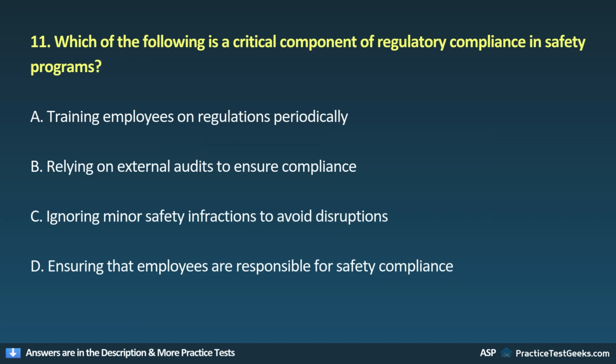11. Which of the following is a critical component of regulatory compliance in safety programs? A. Training employees on regulations periodically. B. Relying on external audits to ensure compliance. C. Ignoring minor safety infractions to avoid disruptions. D. Ensuring that employees are responsible for safety compliance.